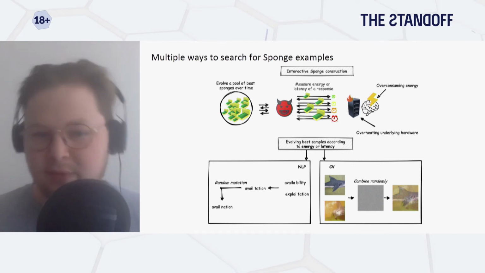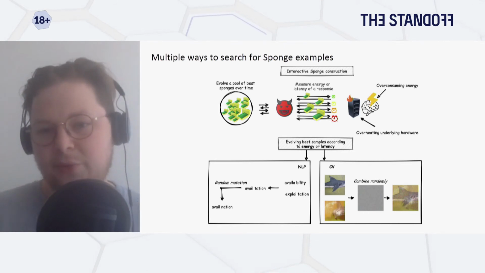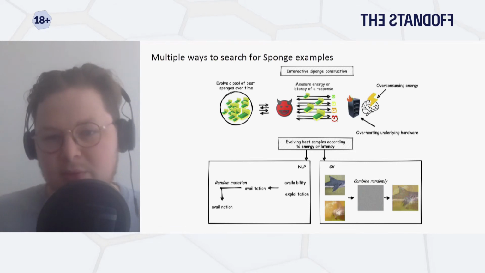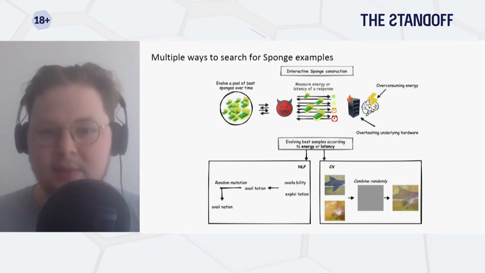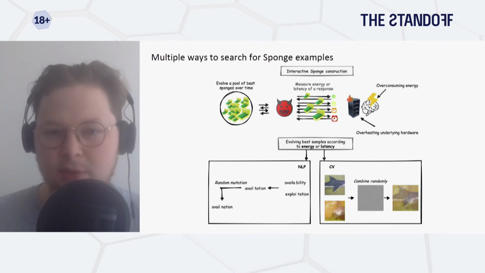In the case of computer vision, we take two samples, we combine them randomly with a random factor, and this is more like differential evolution, and then produce another sample. And this ended up working a lot better. Can we go next, please?